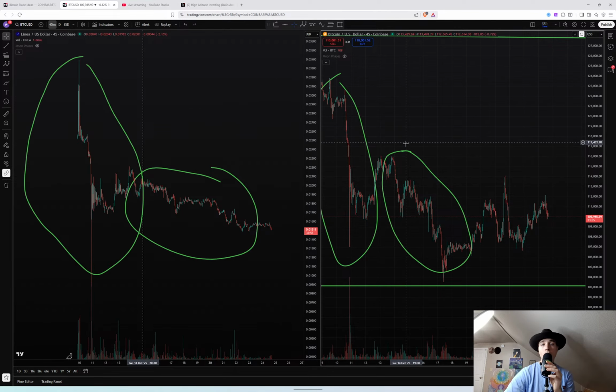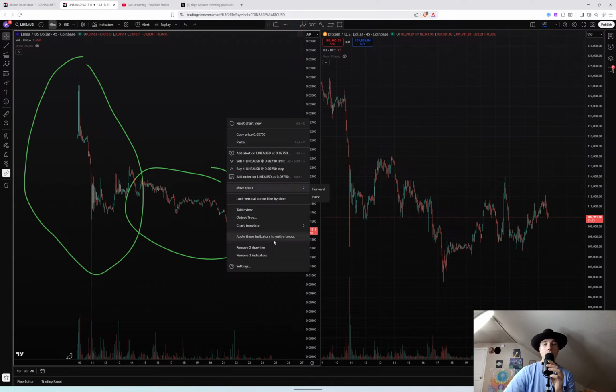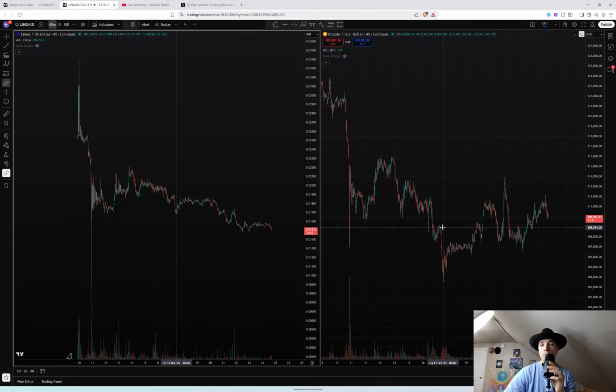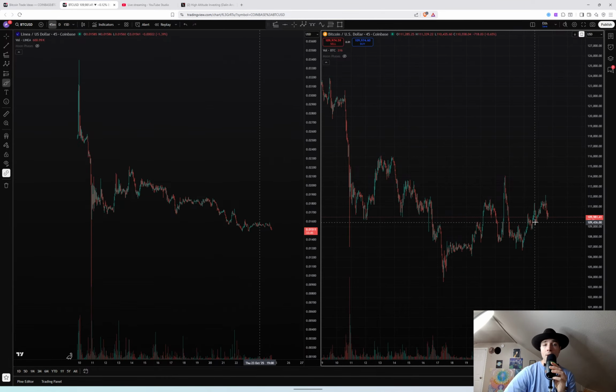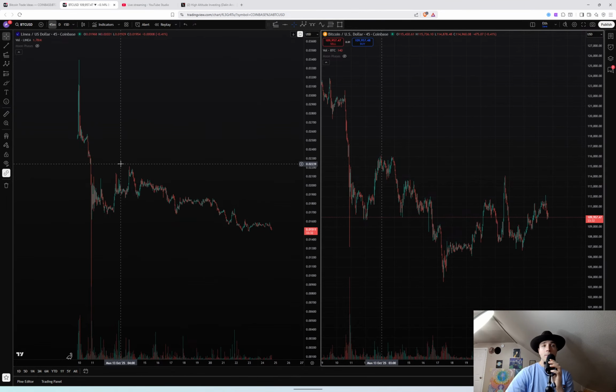So watch for Bitcoin to bottom out like this. Watch for some type of bottom structure to form here on Bitcoin. If we do hold our support here on Bitcoin, Linea is likely to hold support here and go higher. You guys know I am bullish on Bitcoin, so I'm expecting it to hold support. So I'd be expecting Linea to find a bottom soon as well.